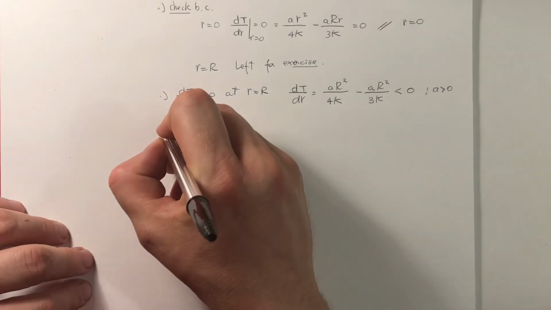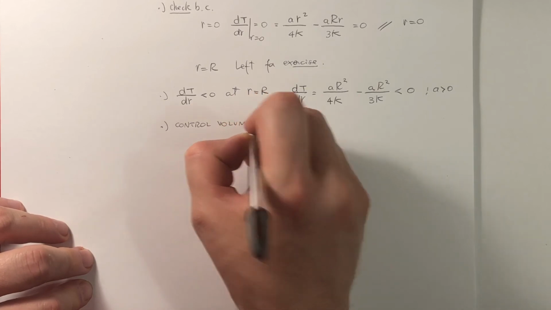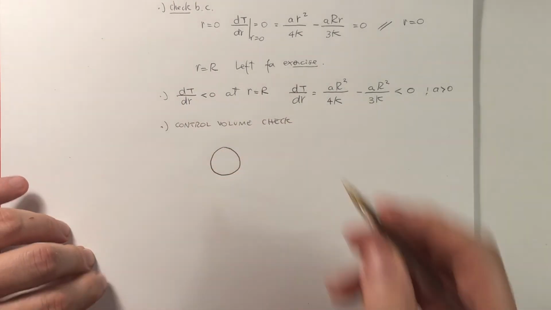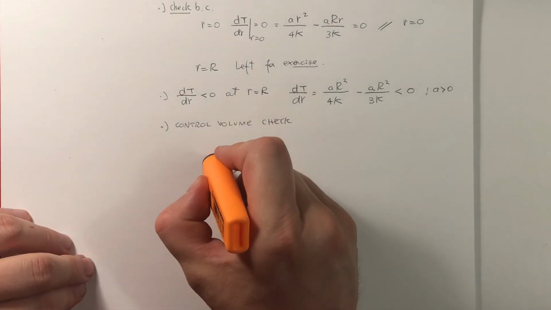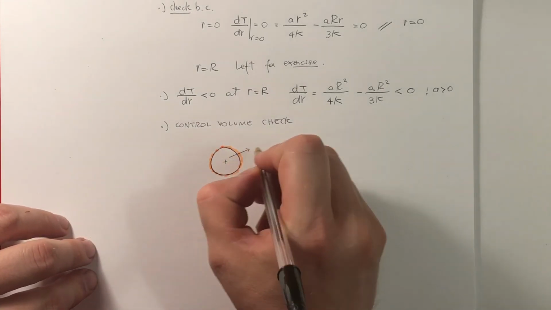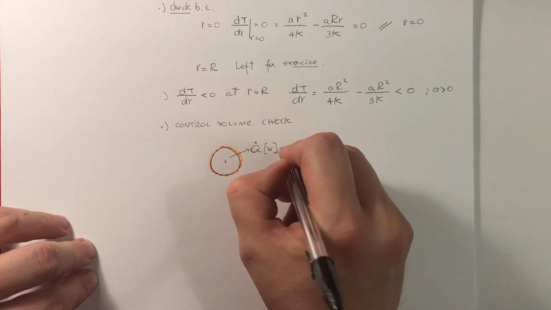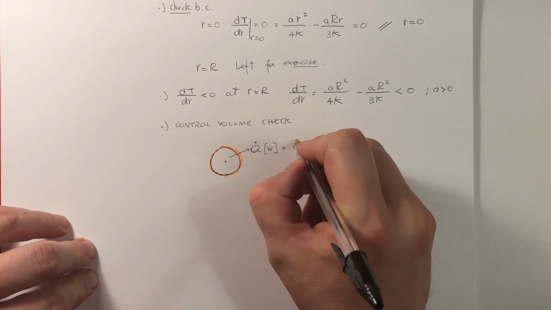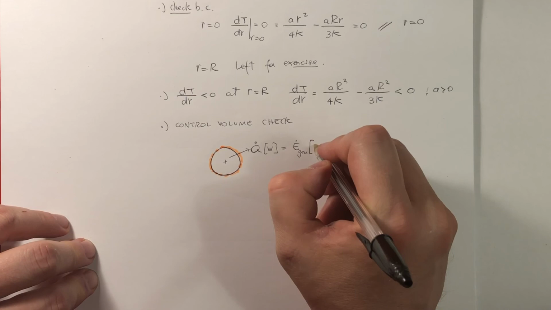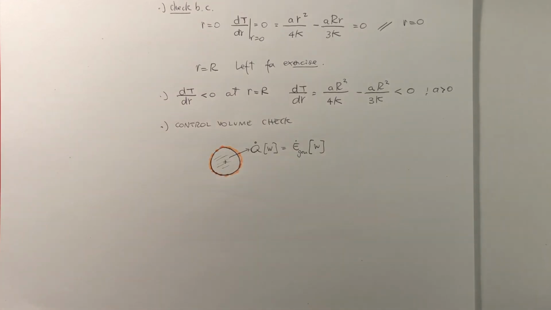A further check is a control volume check. This means that, so we have a sphere, and if we take as a control volume the sphere itself, the heat that leaves the surface in watts must be equal to E dot. So this is the heat generated inside, also in watts. So we can check if all the heat that is generated inside the sphere is equal to the heat that leaves the surface. So how do we do that?